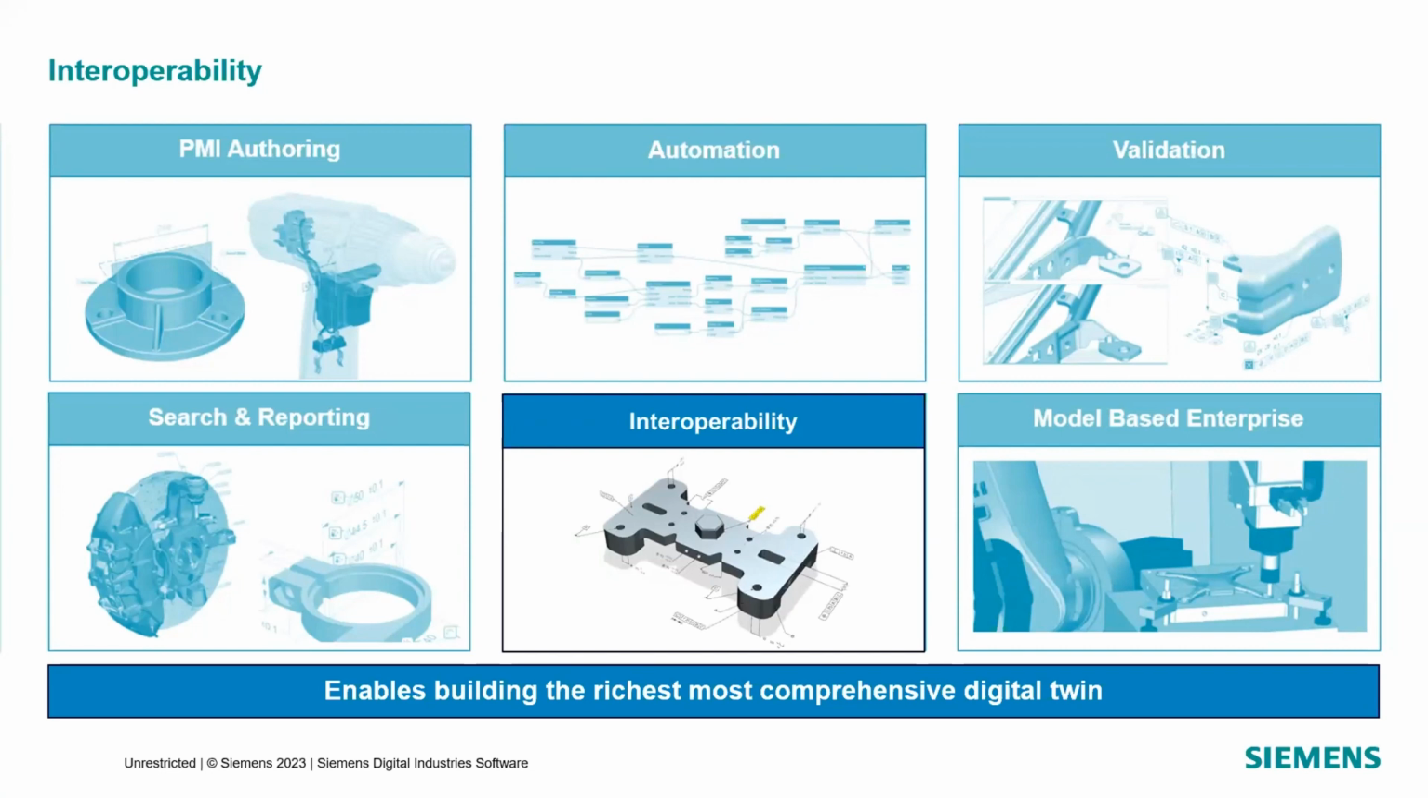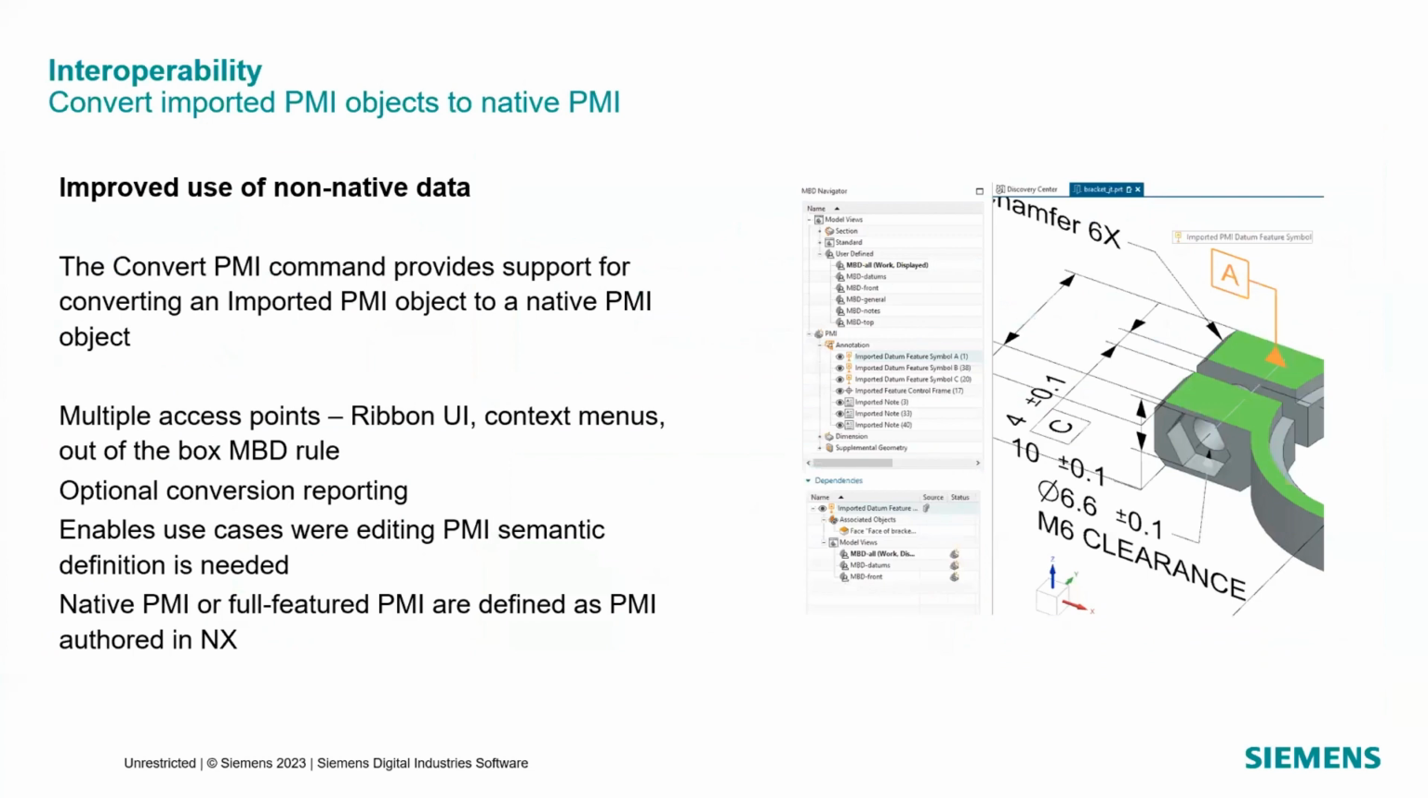So the next important topic is interoperability, right? When you're doing exchange of data with PMI, there are certain standards. One of those is STEP AP242, which is defined specifically for passing the PMI information between CAD systems. Also, our JT is very good at this as well. JT supports the PMI information and the exchange of it between systems.